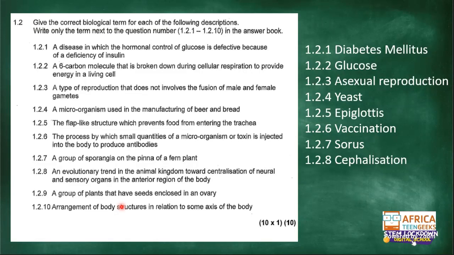Then number nine, a group of plants that have seeds enclosed in an ovary. This we did yesterday and Monday and Tuesday, actually. If you haven't noticed by now, this is a very common question. It is asked in different ways. If it's not asked for one word answers, it is asked in match column A or B or in multiple choice. But it is definitely a very popular question. So you need to understand which plants have seeds enclosed in ovaries, which ones don't. So go learn the whole structures of plants and their different groups.